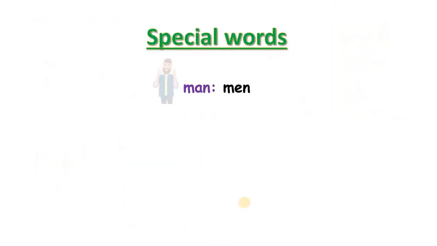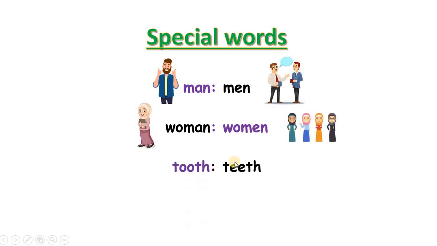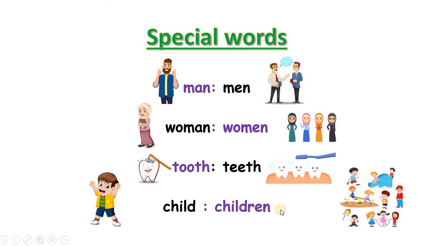Now, some are special words like man, men. Man is for one, but men is more than one. Woman, women. Now, woman is only for one. Women is more than one. Tooth, teeth. Tooth is only one, but teeth is more than one. Child, only one. Children, more than one. See? So you need to remember these special words.